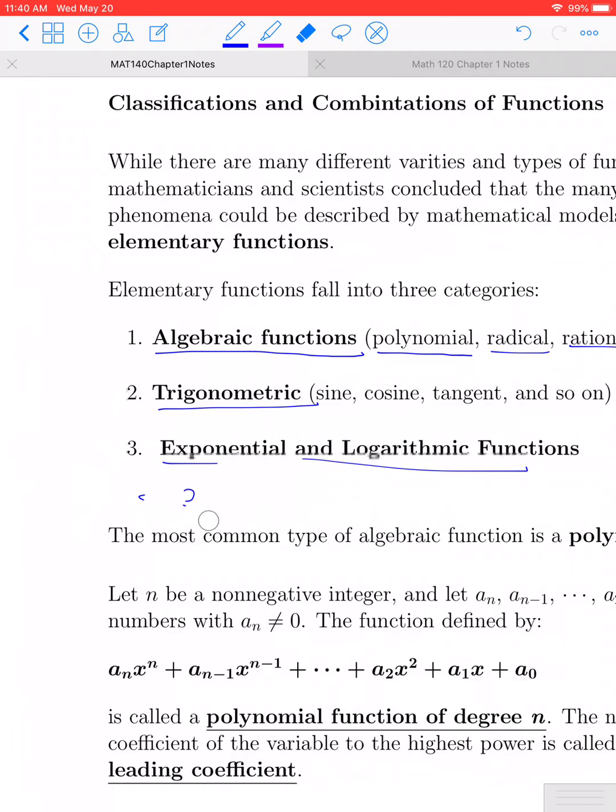We'll start off now the rest of this review section. So this is chapter 1, which, again, is just review for the stuff that we're going to need for our class. What we will now do is go through the remainder of this chapter and hit the highlights and review each one of these 3 main classes of functions. And we're going to start with polynomials.